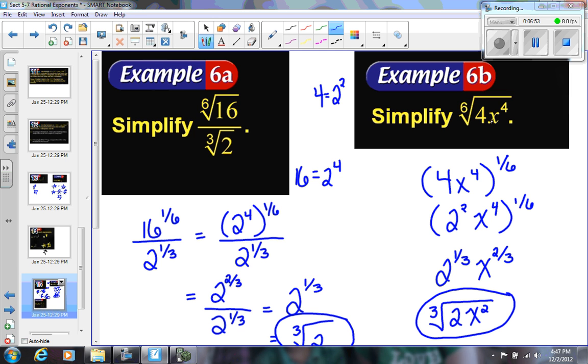So again, my strategy was to rewrite them as a rational exponent, and then I wasn't finding a common base like I did over here, but I was just breaking it down so I can write it as a power, so I could use some rules to simplify the exponents.